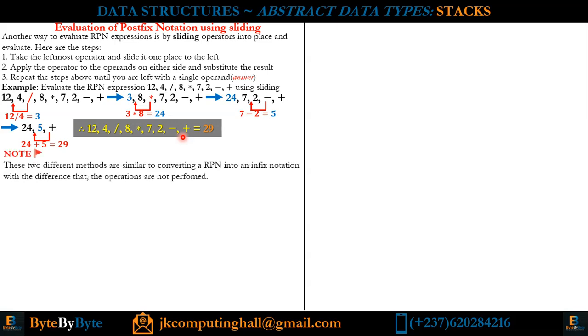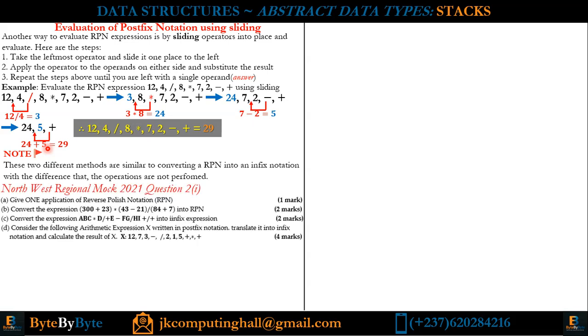Note, these two different methods are similar to converting RPN into an infix notation, with the difference that the operations are not performed. What do we mean by the operations are not performed? At this level, since it gives me 12 divided by 4 and the result is 3, if I'm converting to an infix notation, instead of having 3, I will simply have a bracket, and inside that bracket, I'm going to have 12 divided by 4. So here, I will maintain 12 divided by 4, 3 times 8, 7 minus 2, 24 plus 5, in such a way that at the end I'm going to get an infix notation and not the result of the notation.